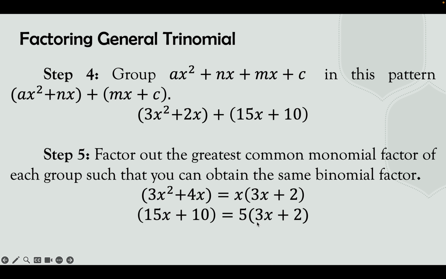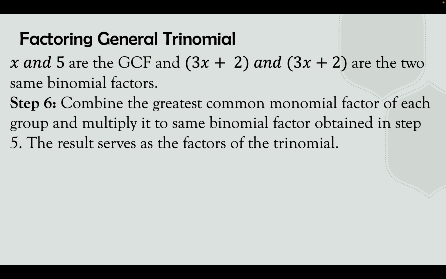Now, you must obtain the same binomial or the other factor for both groups. X and 5 are the GCMF, and 3x plus 2 and 3x plus 2 are the same binomial factors. Let's proceed to step number 6. Combine the GCMF of each group and multiply it to the binomial factor obtained in step number 5. The result serves as the factor of the trinomial.